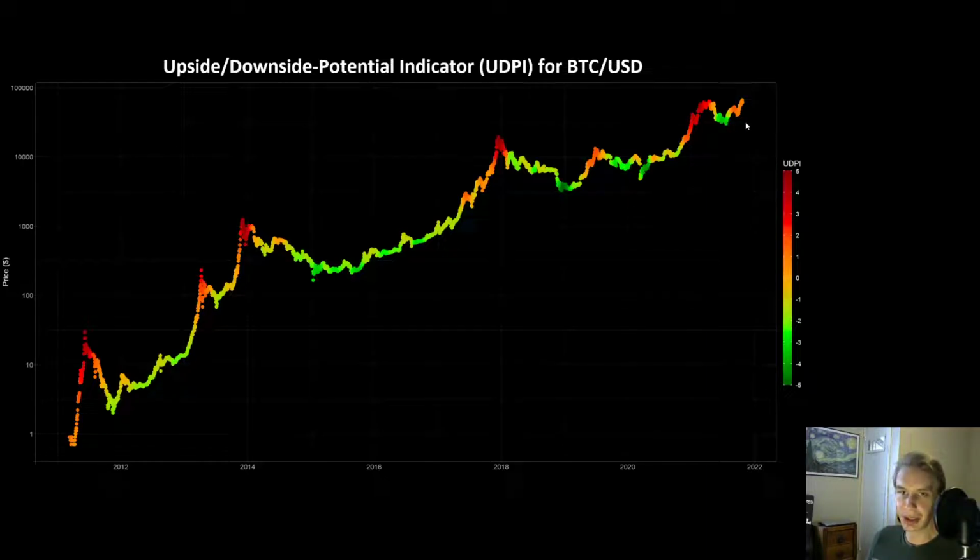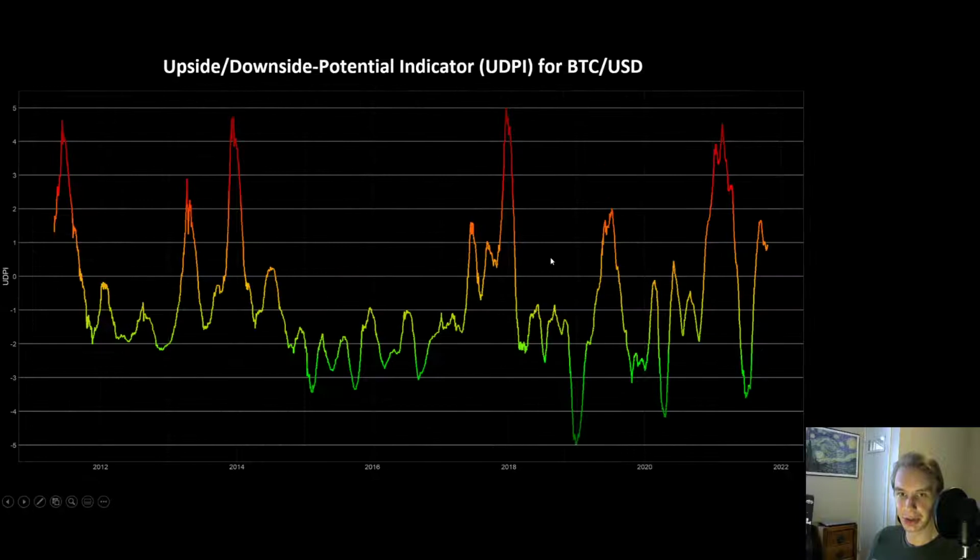So what does the UDPI say about that idea? Does it think that's likely, or does the UDPI say that's probably a ridiculous thing to be thinking about the market right now? I'm going to show you the raw UDPI output here, because I think that'll help illustrate the point I want to make a little better.